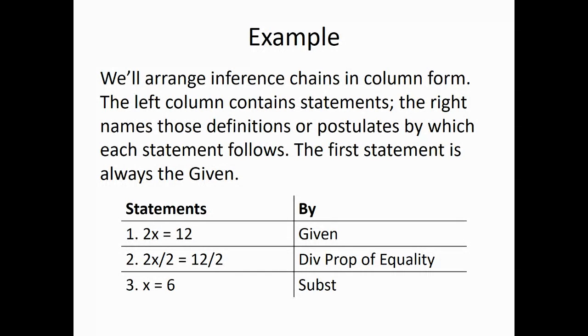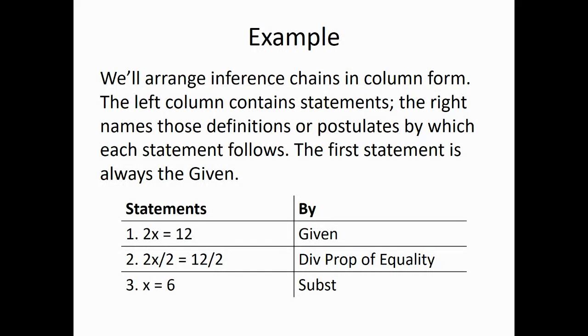So let us look at what we've got. The first statement is 2x is equal to 12, and we call that the given. I mean, every inference chain has to begin somewhere, and I will always give that to you. So in this case, the given is simply 2x is equal to 12. And then number 2. Number 2 supposedly follows from what came before. That is line number 1. So let us see what we have in number 2.